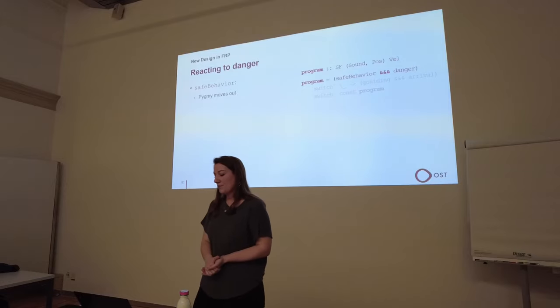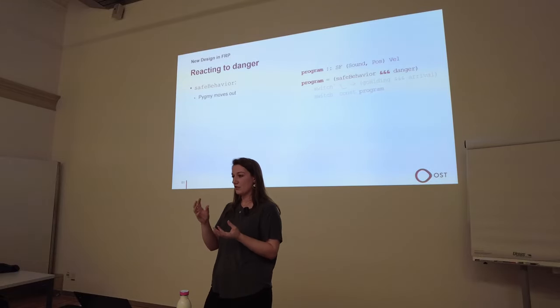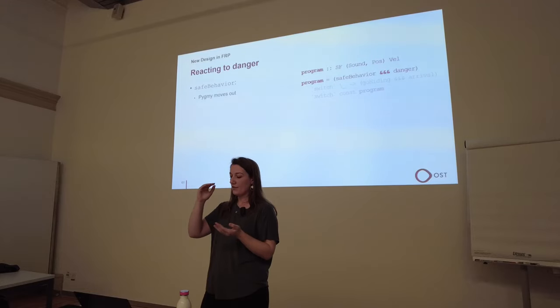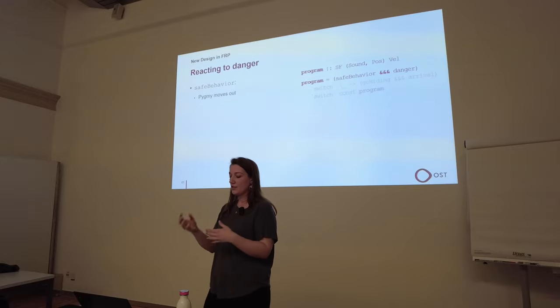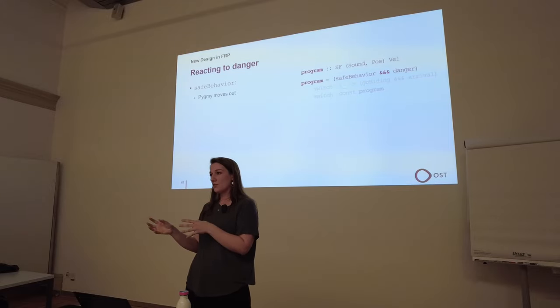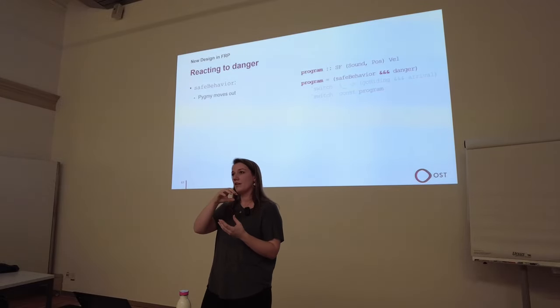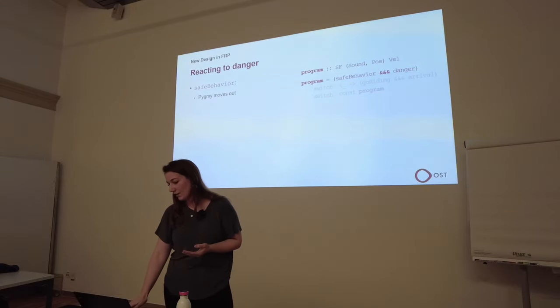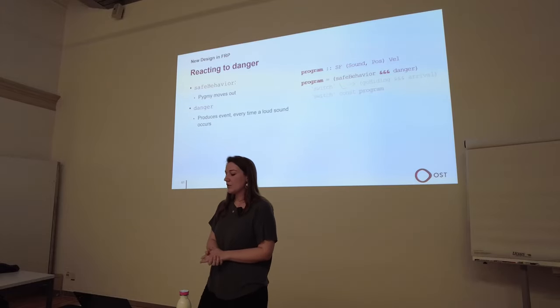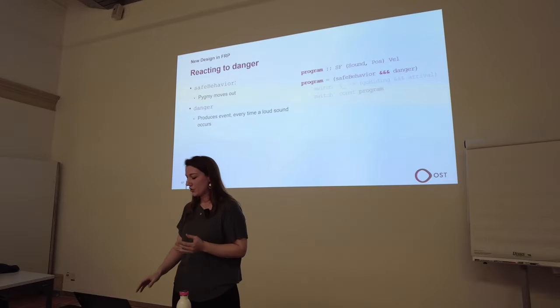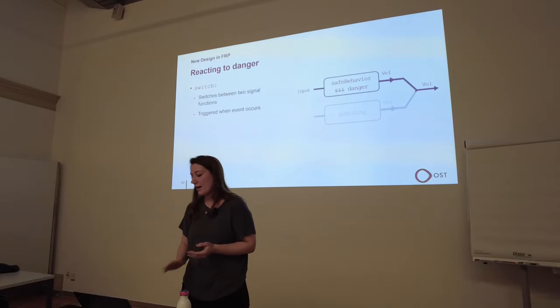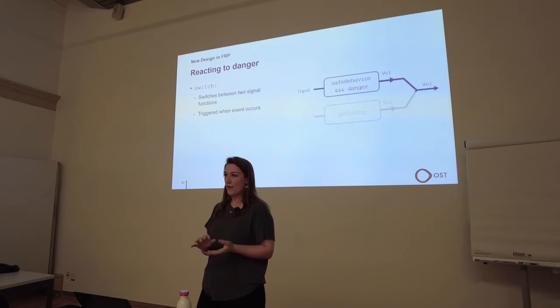Then this program function should react to danger. So we have the safe behavior function, which produces the velocity when the pygmy is moving out. And then we have a danger event source, which produces an event when the sound signal is in a loud interval. We can do this with the function switch. Switch will switch between two signal functions when an event occurs. So we have safe behavior and danger combined.